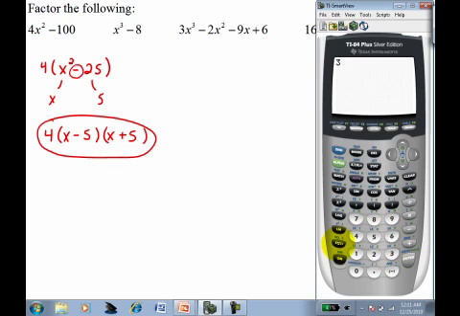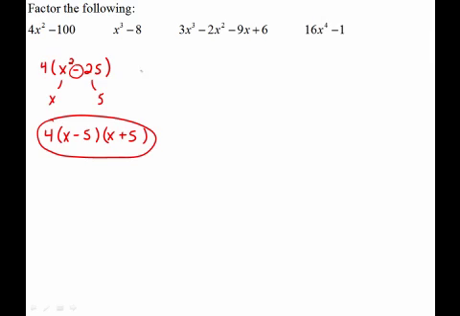So let's store 3 into x, and then I'll type in 4x squared minus 100, and that'll give me negative 64, and then I'll type in my other expression, and notice I get the same answer. You can work backwards from the answers on a multiple choice test, so this is a pretty powerful tool to keep in mind. Now let's go to x cubed minus 8.